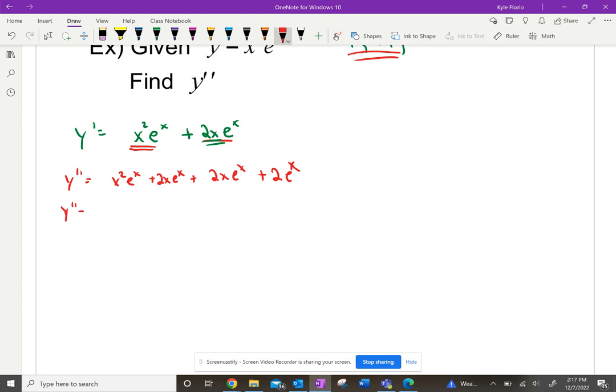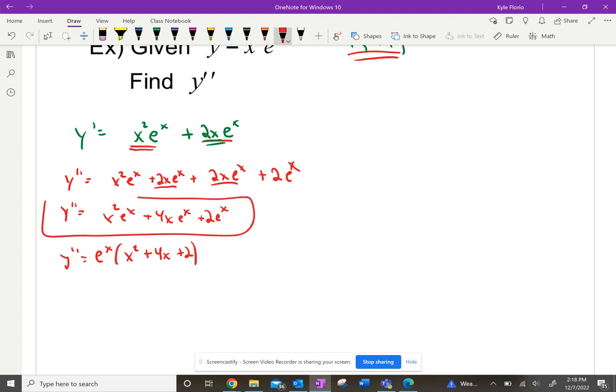We just got to see if there's any like terms. Looks like these are like terms. So we have x squared e to the x plus 4x e to the x plus 2 e to the x. You can factor e to the x out if you want. It doesn't matter. And that gives us the second derivative. Leaving it like that's fine. That's fine too.